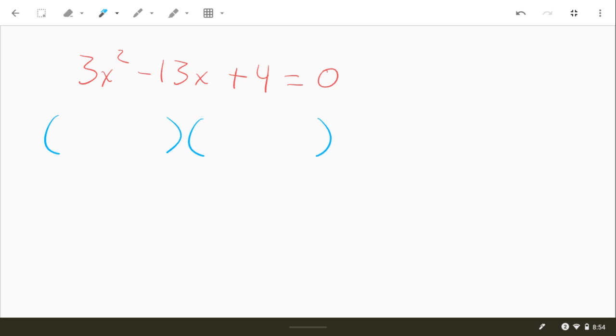Factoring here into 2 binomials. I'm going to try anyway. It does factor, I know it does. I made this problem. It's got to be a 3x and an x. So here are my options.